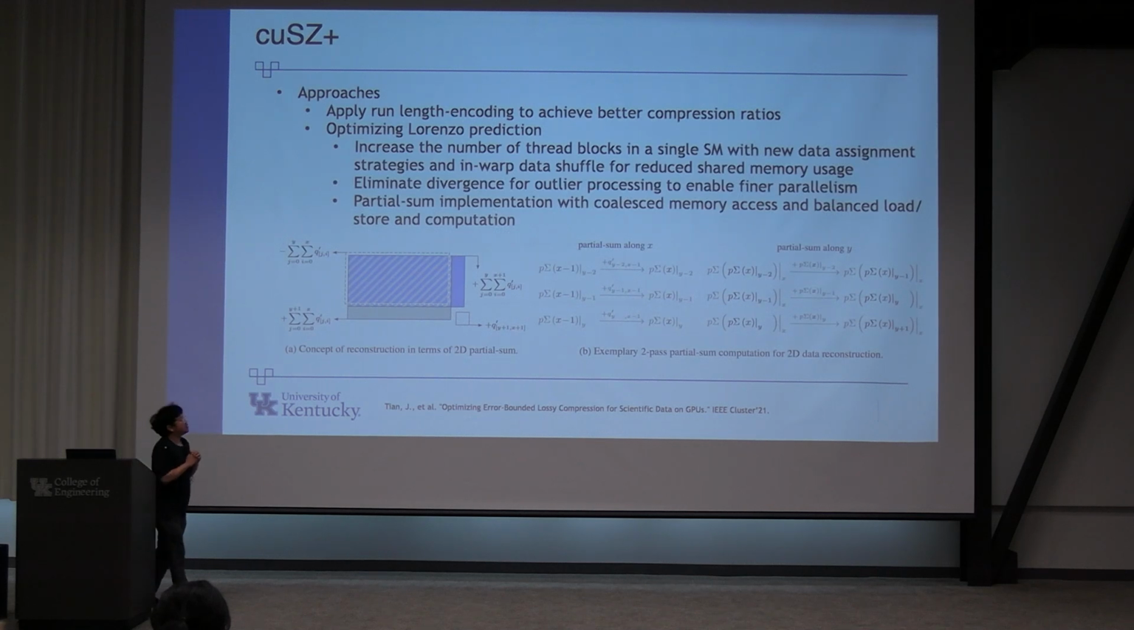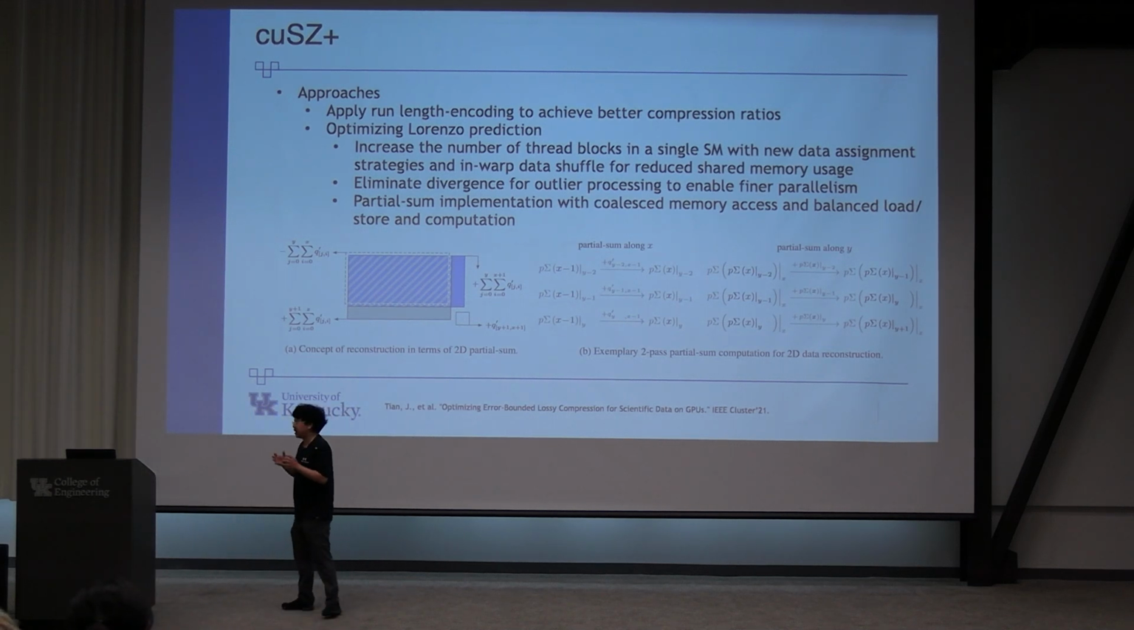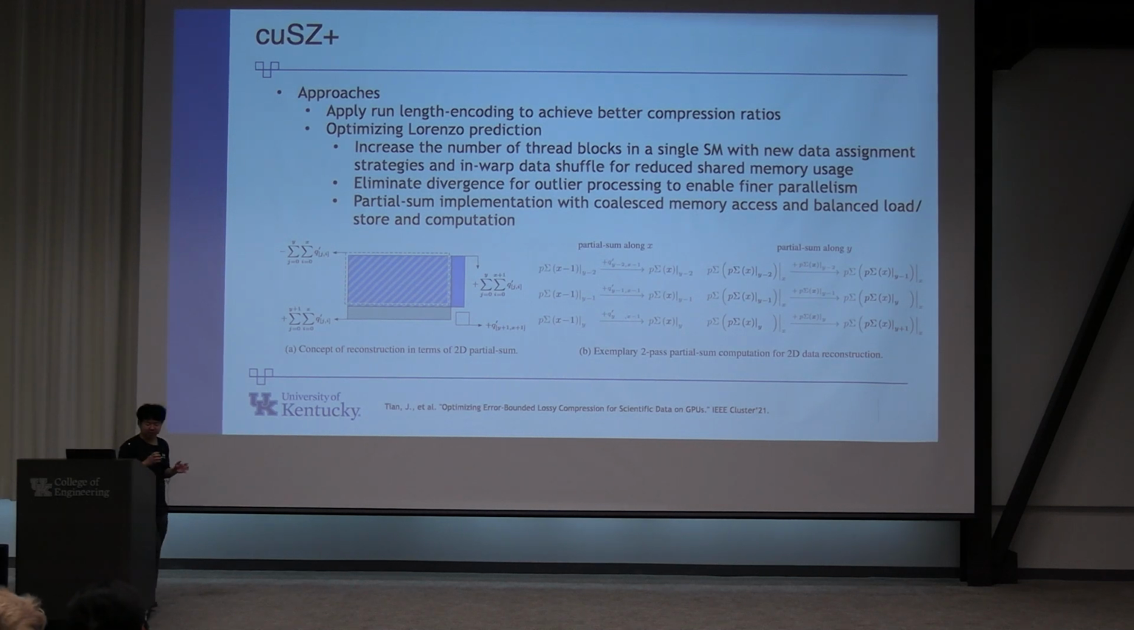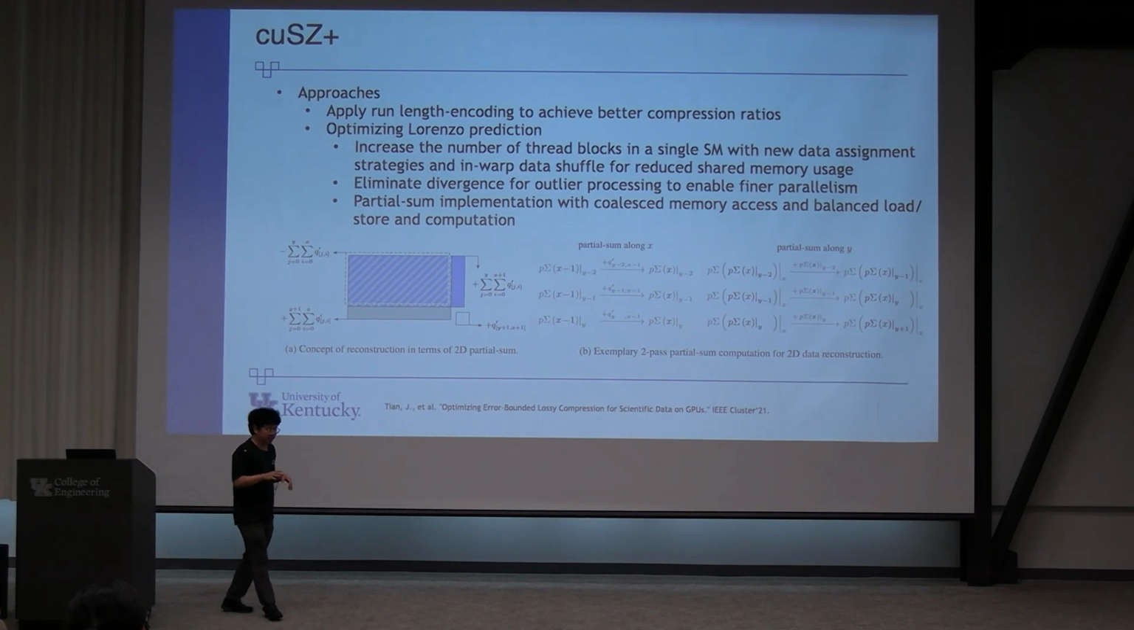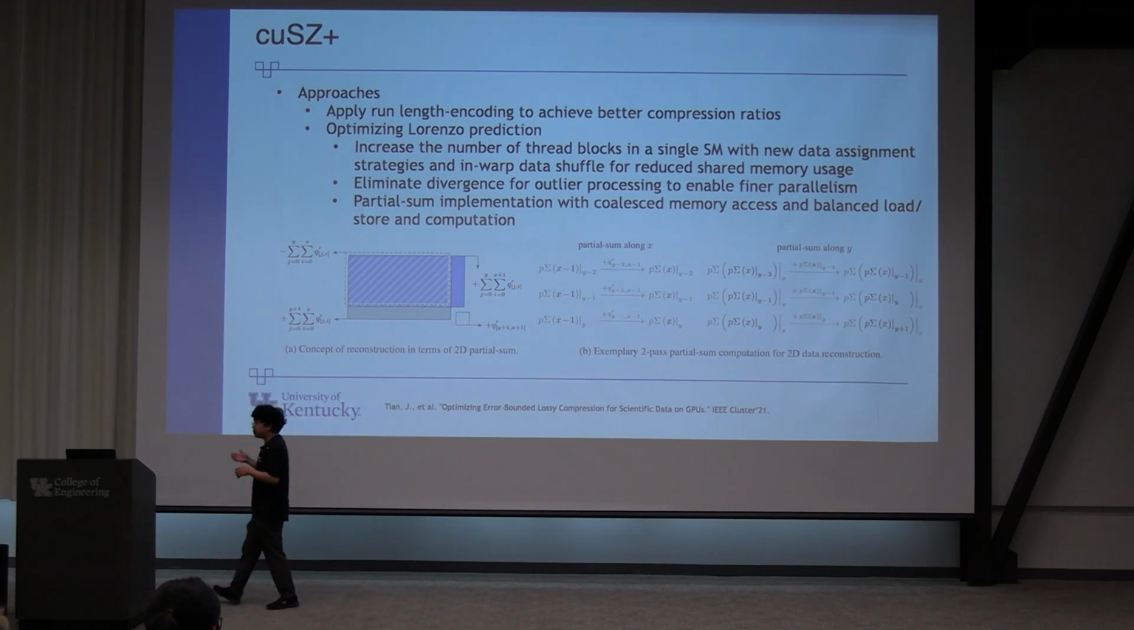So this slide depicts a little bit of detail on the approach. Basically, what we do is to first apply the run-length encoding to achieve a better compression ratio. This is guaranteed because you use an additional stage to further analyze and compress the data. And in addition to that, we optimize the Lorenzo prediction on GPUs using the approaches below. First of all, we increase the number of thread blocks in a single streaming multiprocessor with a new data assignment. So, forgot to mention, streaming multiprocessor is an execution unit inside CUDA. Basically, a streaming multiprocessor will execute multiple warps.